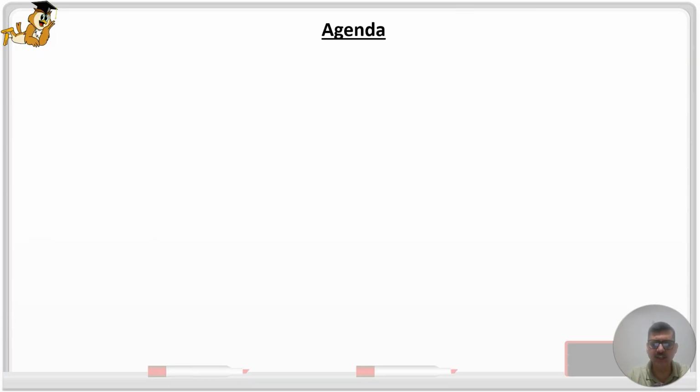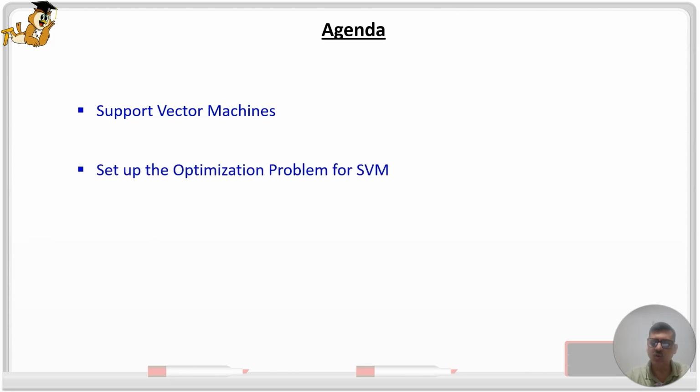Here is the agenda for today. We are of course going to be talking about support vector machines, what they are, what they do. We are then going to set up the optimization problem for support vector machines. SVM is of course the short form for support vector machines. And finally, we are going to apply what's called the KKT method, the Karush Kuhn-Tucker method for solving the optimization problem for SVM. So that is the agenda for today.